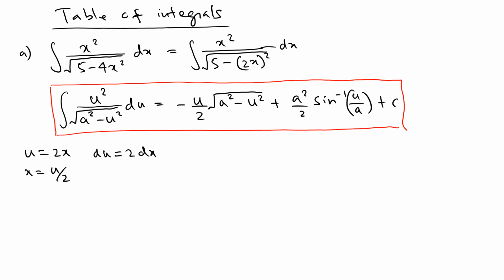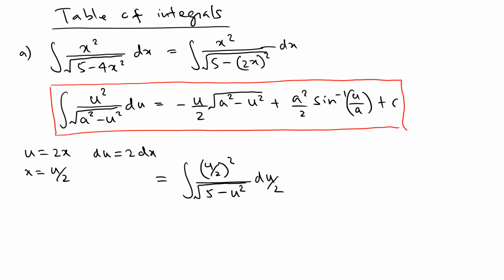So what you can do is substitute that in the integral. I'm going to write it here. Under this new variable, x becomes u over 2 squared, and 5 minus 2x becomes 5 minus u squared, square root, du. And dx is du over 2.